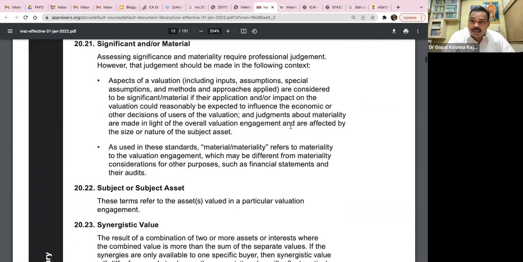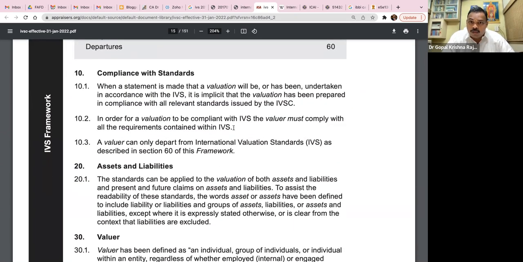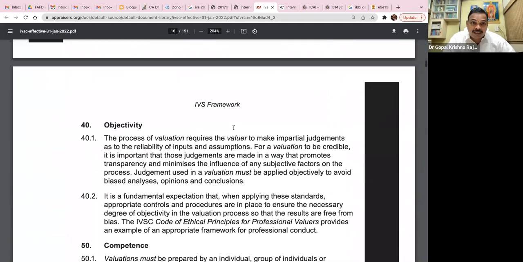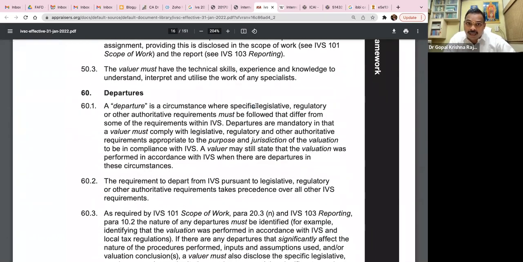So that is why please come to this para number 10.2. In order for a valuation to be compliant with IVS, the valuer must comply with all the requirements contained in IVS. No departure. Actually, departure is possible, and they are giving one paragraph. That paragraph is here, departure. And remember, it is called LRA. LRA alone you can depart. What is LRA? Legislative, regulatory, authoritative requirement.